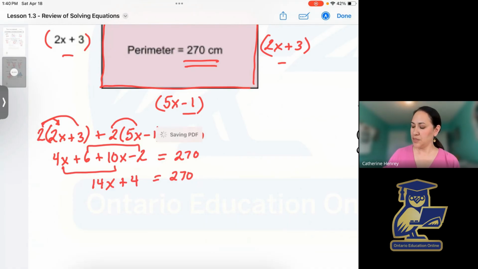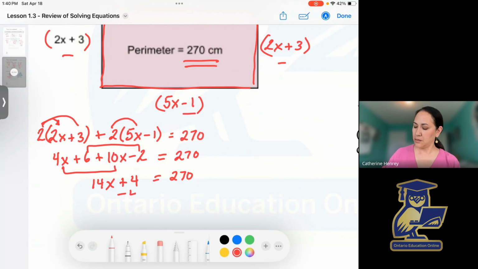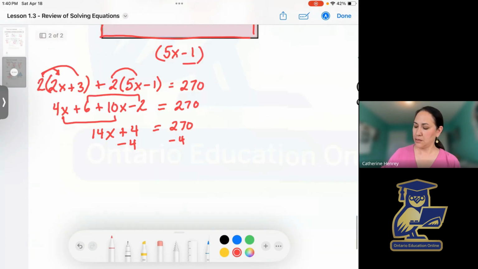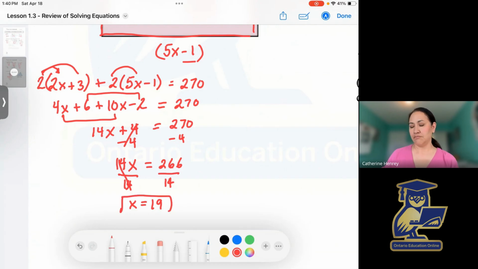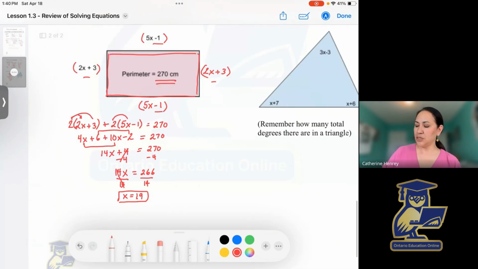Minus your 4 on both sides. We'll be left with 14x here because those cancel. 270 minus 4 is going to give me 266. Divide both sides by 14. 14's cancel, and x is going to be equal to 19. So we had to use this shape, the rectangle, build an expression or an equation, and then solve for x.